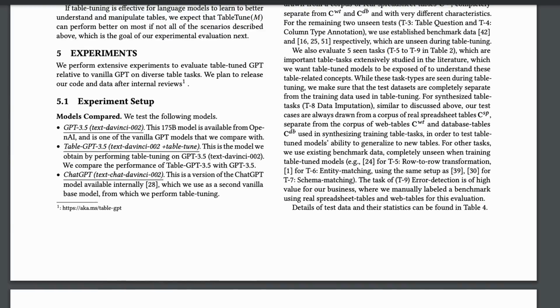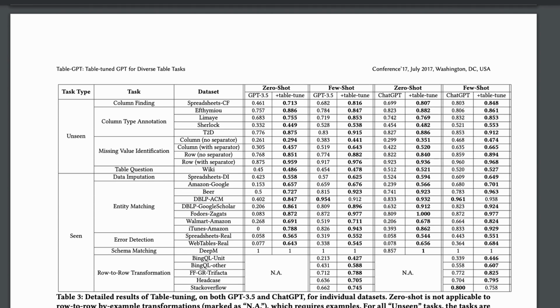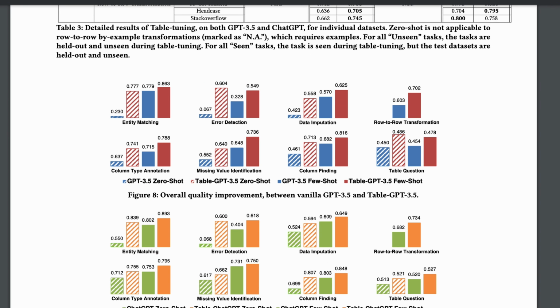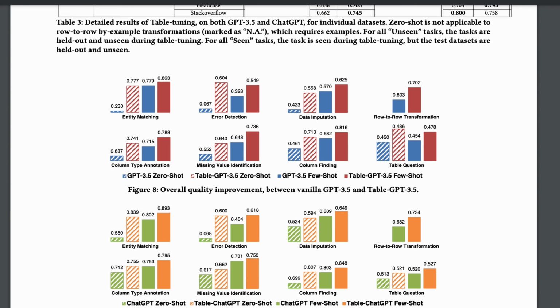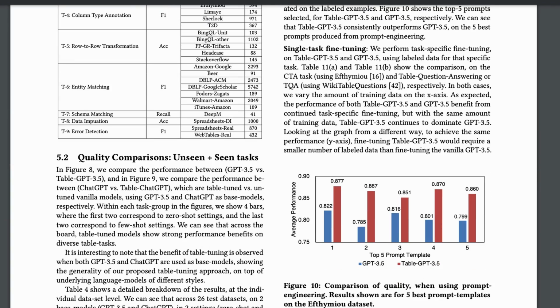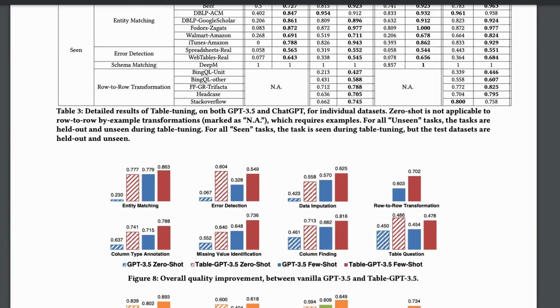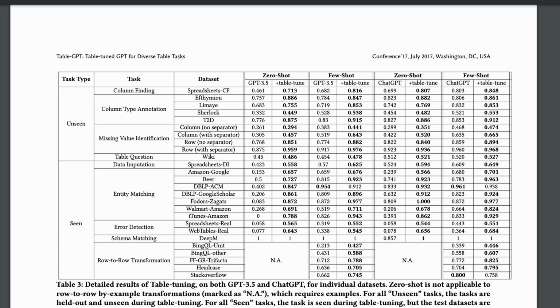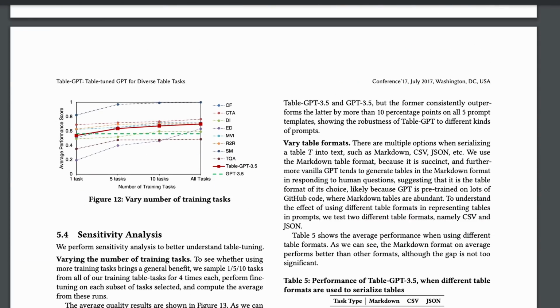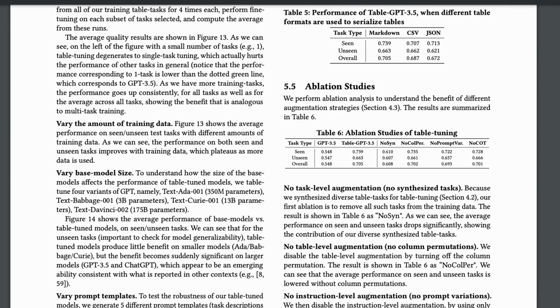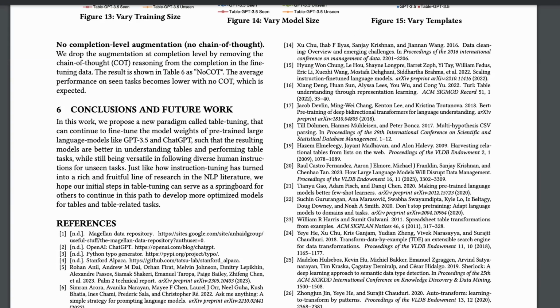And they have managed to also show that when they did table tuning, these table tuned models perform better than the vanilla ChatGPT, GPT 3.5 Turbo and GPT 3.5, which is quite interesting. Surprisingly, I don't see the benchmark comparison with open models, but again, I think this should not be very difficult for somebody to adapt it for open models as well.